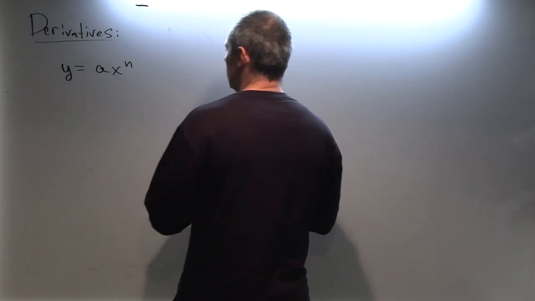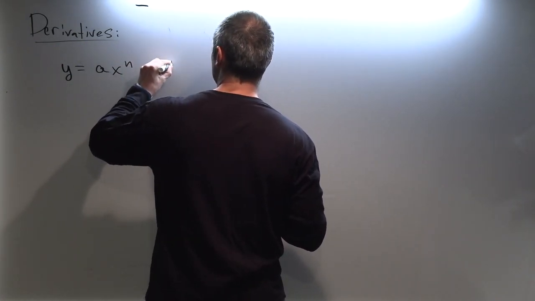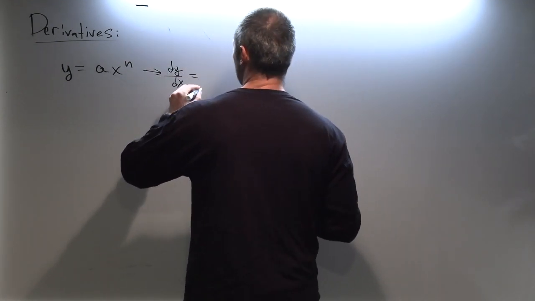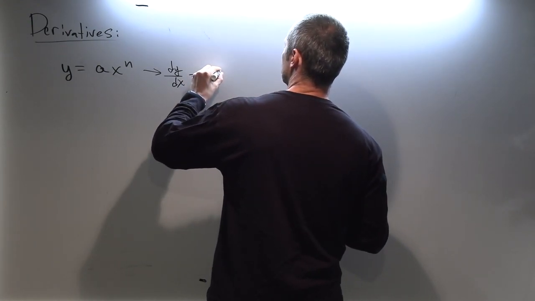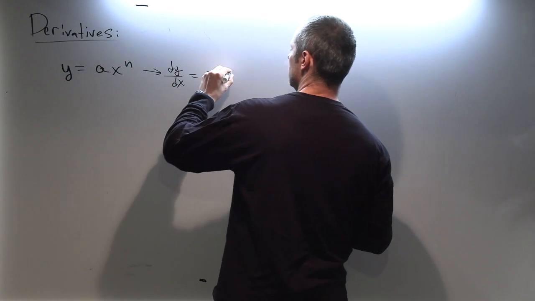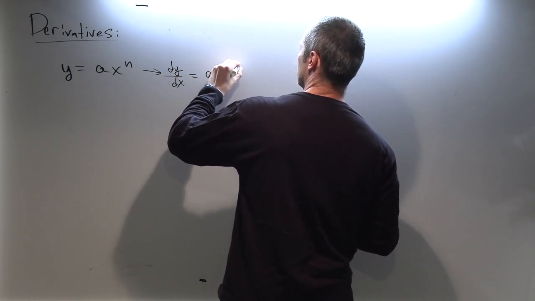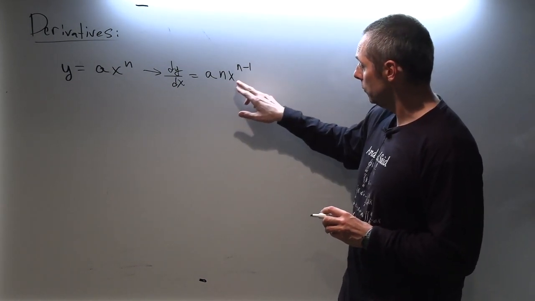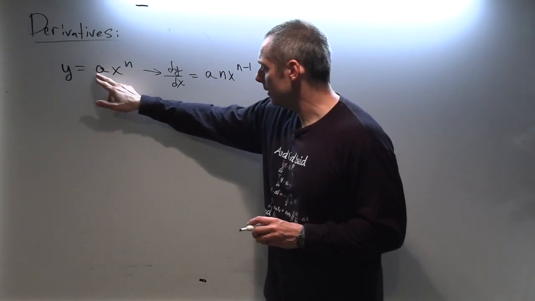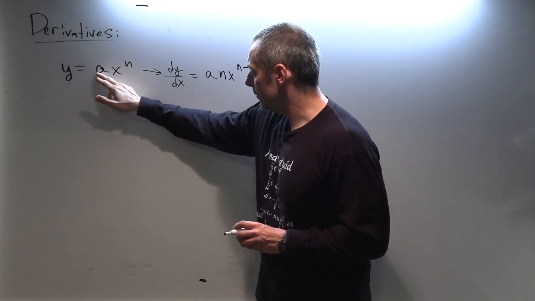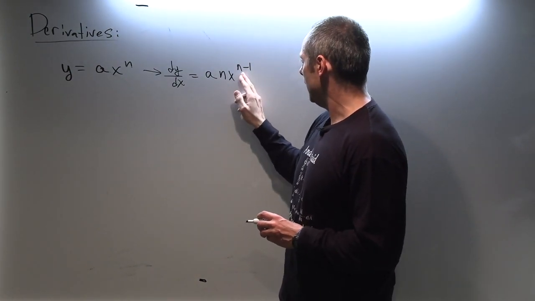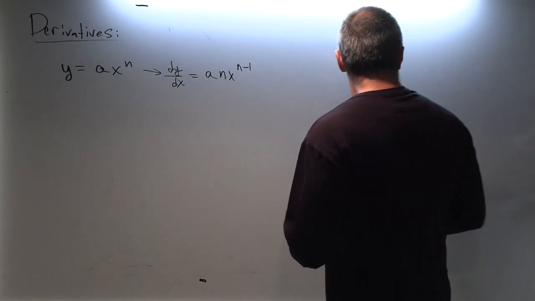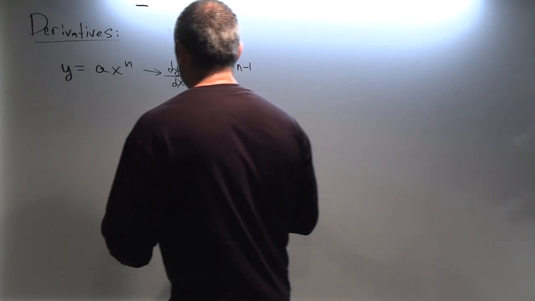The way you take the derivative, dy dx will be that constant times the exponent and now the function raised to the n minus 1. So you bring the coefficient to the front, and maybe this is like 3x squared, so you do 3 times 2 or 6, and instead of x squared, x to the 1. Real basic rule.